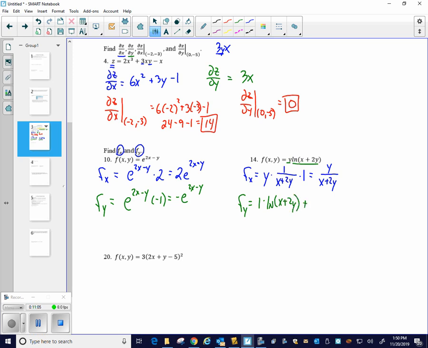Plus, I do the derivative of the second one now. That's the natural log part. Again, it's 1 over x plus 2y times the derivative of the inside, because it's a chain. The derivative of the inside of that, x plus 2y, again, now it's only with respect to y, is 2. And then don't forget to multiply this times the first term.